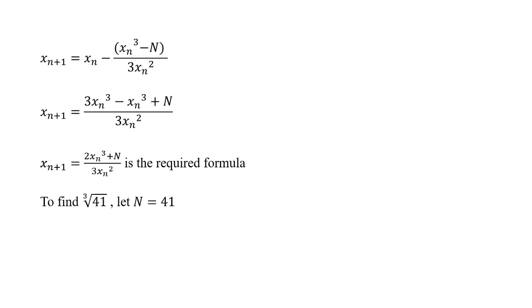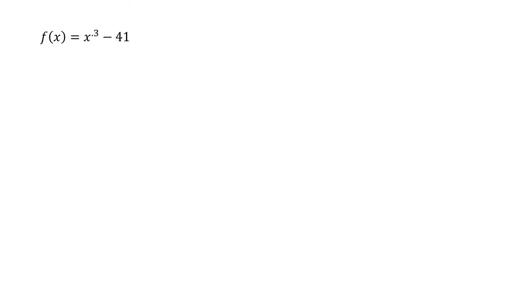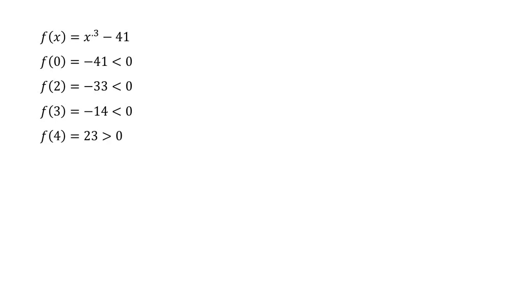To solve the second part, let us take capital N as 41 in this formula. Okay, now this is our iterative formula for finding cube root of 41. To find the location of the root, f of x is x cube minus 41. Let us put different values of x to find out location. Take x as 0, negative, x is 1 also negative, x is 2 also negative, f of 3 also negative, but f of 4 is positive. So there is change in sign between 3 and 4. Therefore, the location of the root is 3, 4.